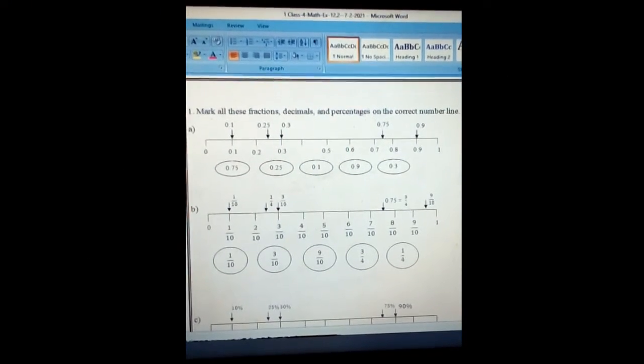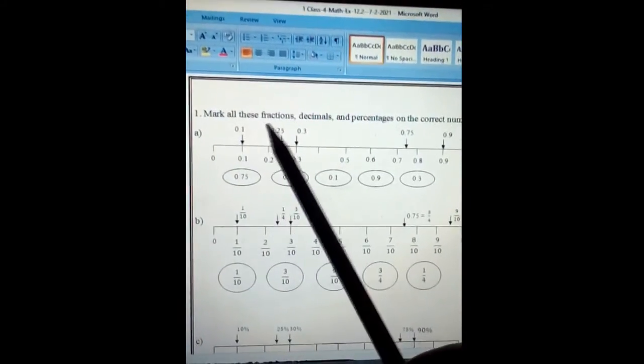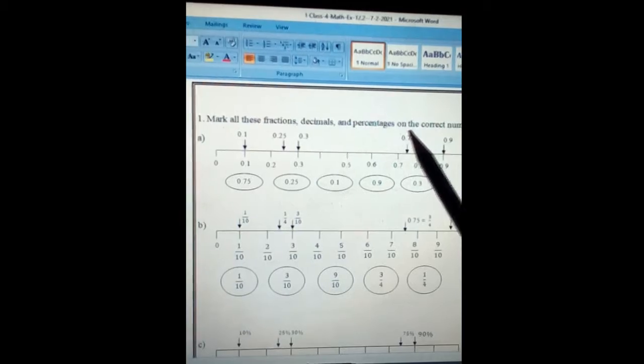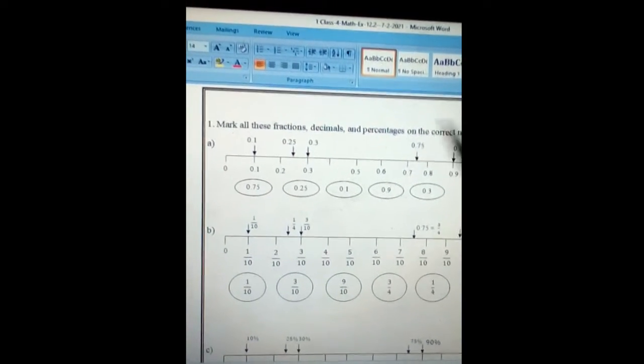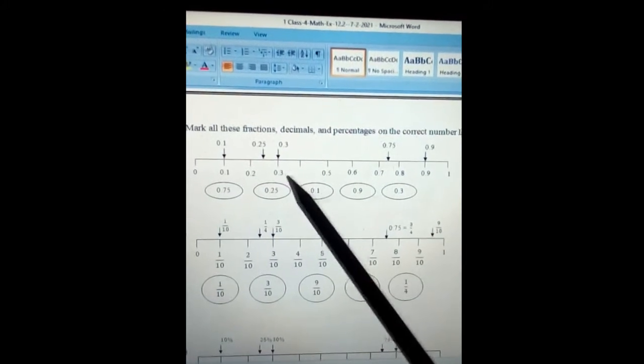Exercise 12.2 number 1a. Mark all these fractions, decimals and percentages on the correct number line. So here we've got the decimals. We'll write down all the decimals.